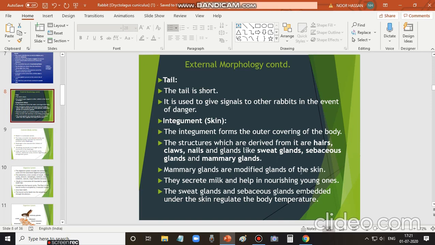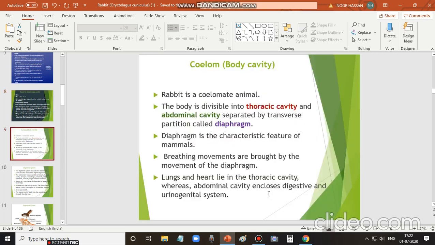Mammary glands are modified glands of the skin. They secrete milk and help in nourishing young ones. The sweat glands and sebaceous glands embedded under the skin regulate body temperature. Body temperature in these animals is regulated by sweat glands and sebaceous glands. We'll move on to the next one.